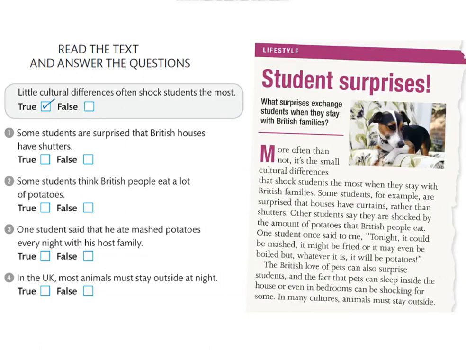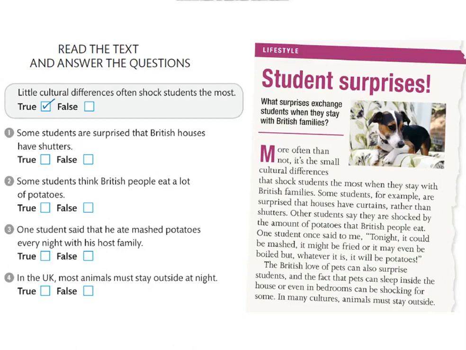Student surprises. What surprises exchange students when they stay with British families? More often than not, it is the small cultural differences that shock students the most when they stay with British families. Some students, for example, are surprised that houses have curtains rather than shutters. Other students say they are shocked by the amount of potatoes that British people eat.